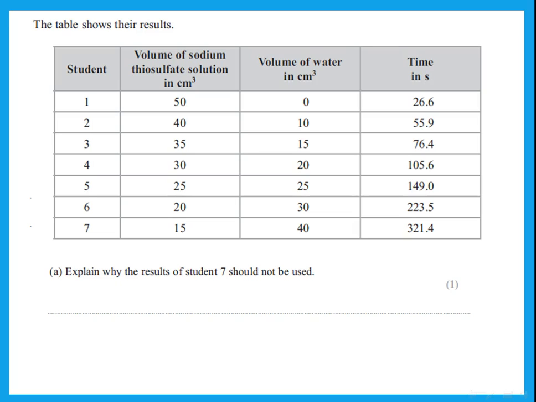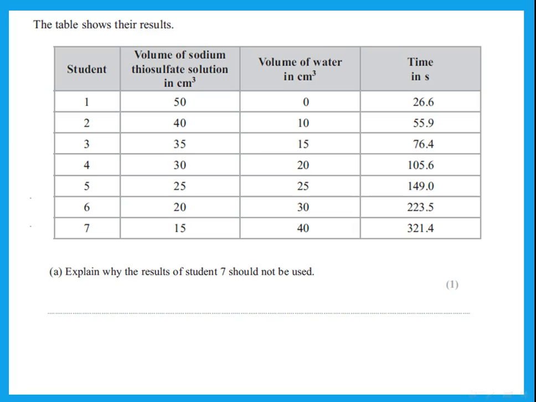So this is what they did. In experiment 1, student 1 used 50 centimeter cubed of sodium thiosulfate, no water, and measured the time for the X to disappear. The second student used 40 of thiosulfate, 10 of water. The third one, 35, 15, then 30, 20, and 25, 20. Now, explain why the results of student 7 should not be used. What were you able to come up with?